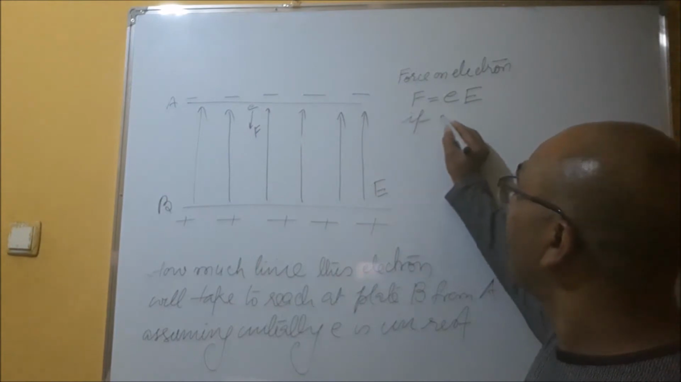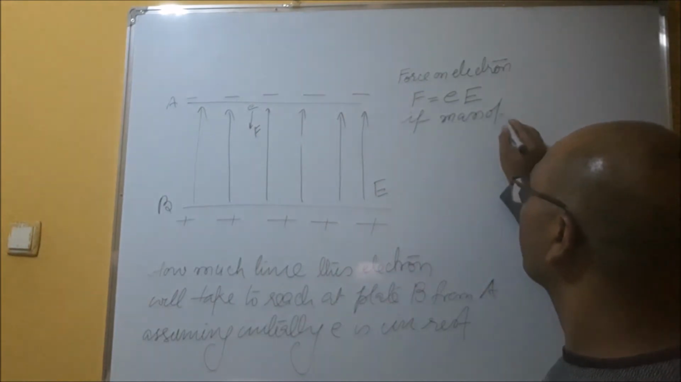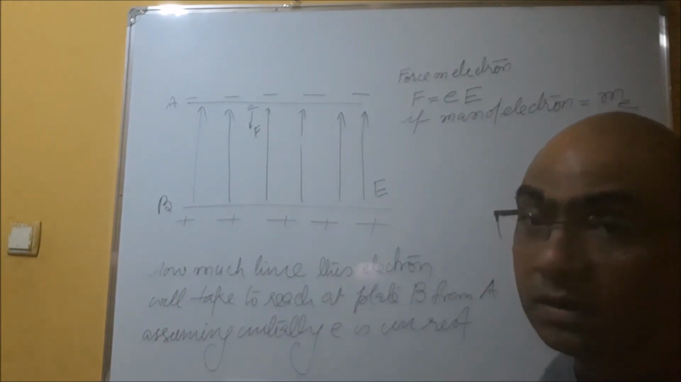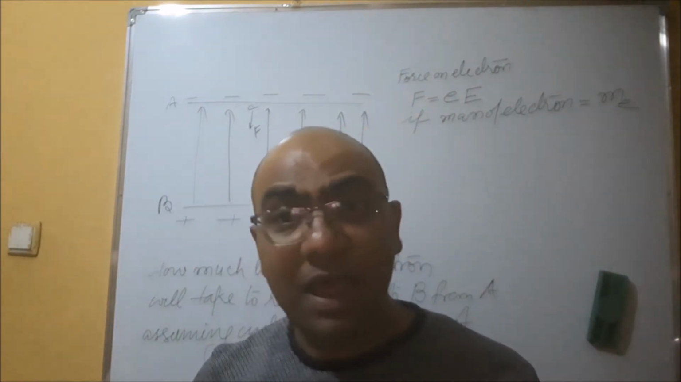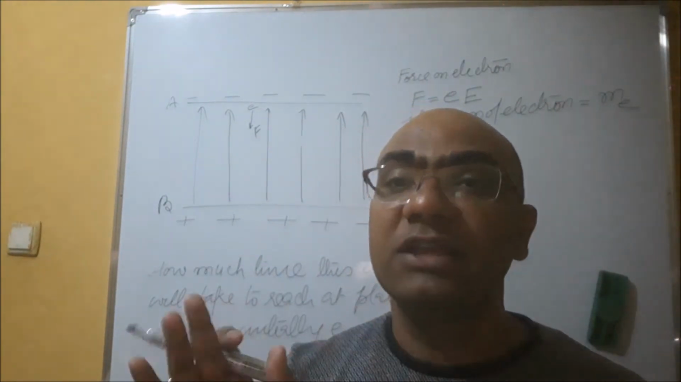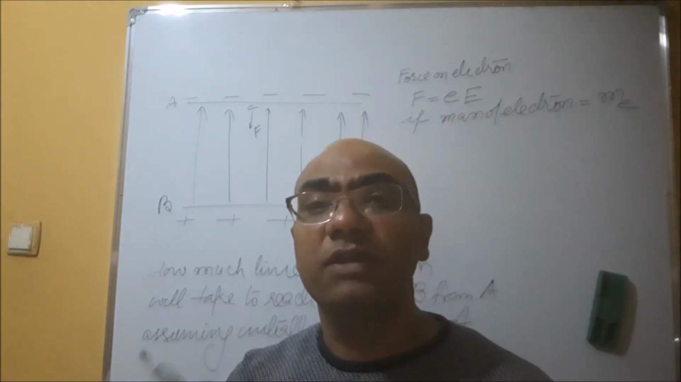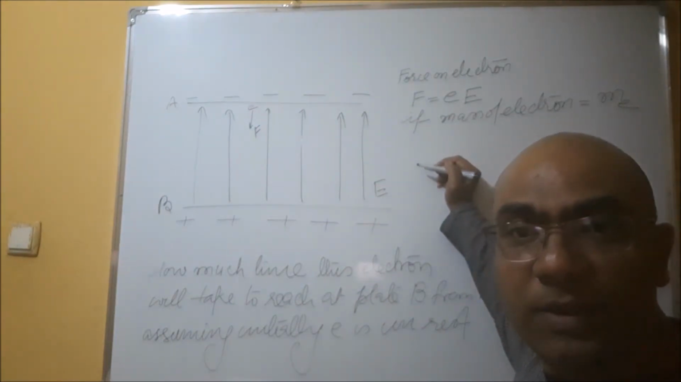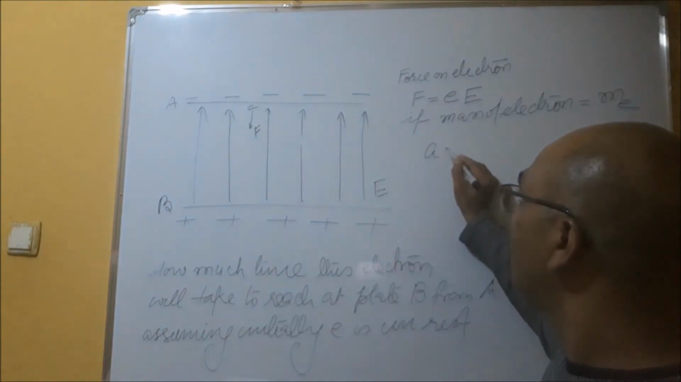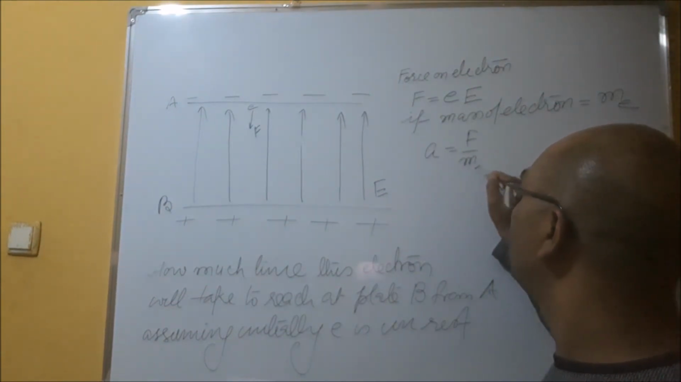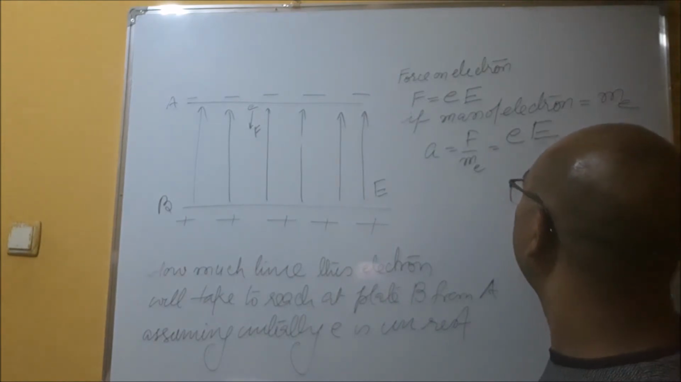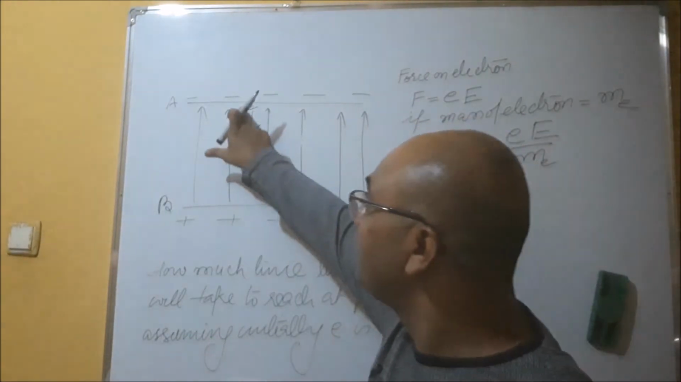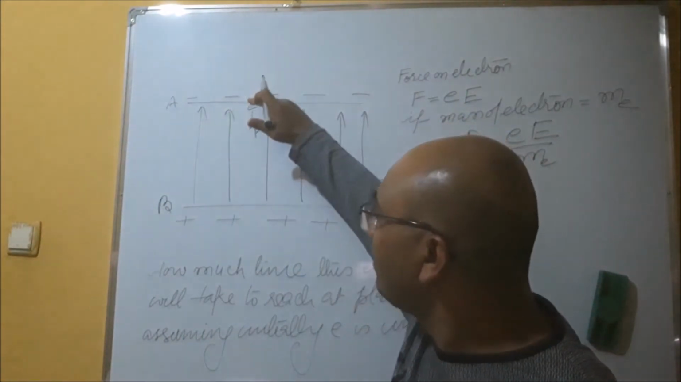If the mass of the electron is me, and we are neglecting the gravitational force for this problem, then according to Newton's law, F equals ma. So what will be the value of acceleration? F upon me, which is eE upon me. This is the acceleration experienced by the electron when it goes from plate A to B.